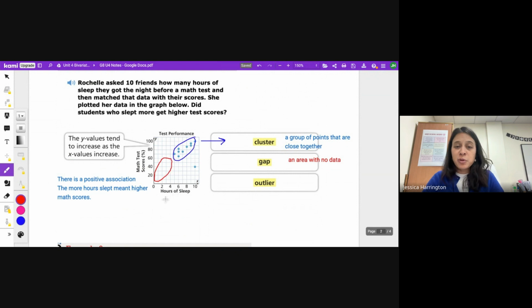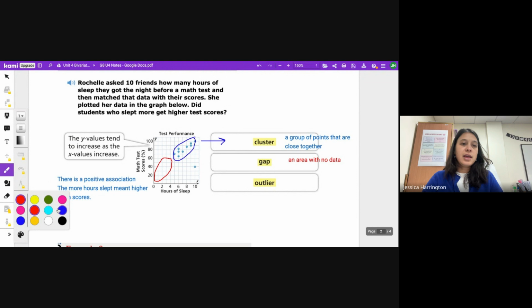Well, if we think about it, it's hours of sleep. The lowest amount that someone slept last night was 5 hours. That kind of makes sense, right? Most students at least get 5 hours of sleep. There weren't a lot of people who were getting 1, 2, 3, or 4 hours. So there's nothing there. That's why it's a gap.